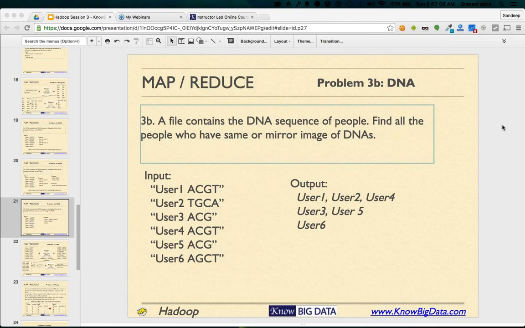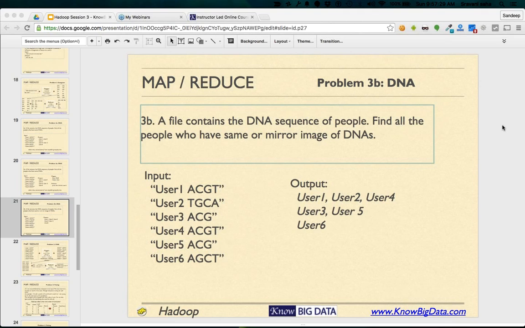There is just a minor problem. The problem is the data is too huge. These are billions of entries in this file. Now, the question is, how would you use the MapReduce framework to bring such users together whose DNA either is identical or is a mirror image? Anybody? This is tricky.